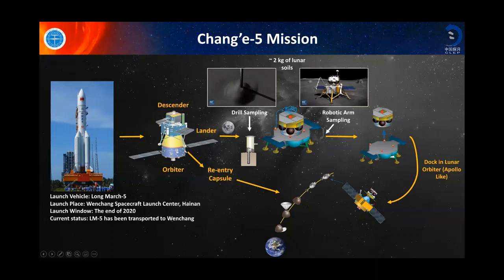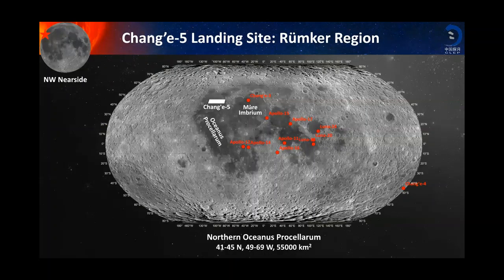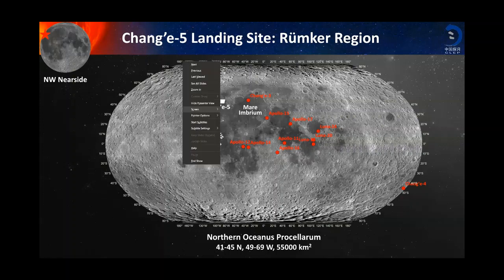So here's a list of recent publications on the Chang'e-5 landing region, and I will summarize some of them, and of course I will focus on our recent work. Where is the Chang'e-5 landing region? It is in northern Oceanus Procellarum. The latitude is very close to the Chang'e-3 mission. There are some engineering considerations here. And it is in the northwest near side, so if you have good vision, you can definitely see it from the Earth.